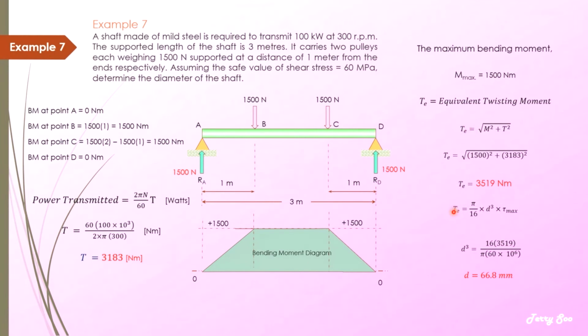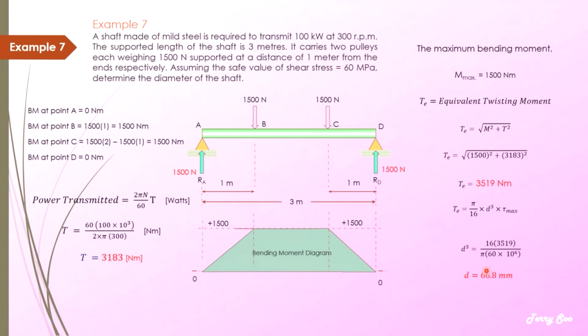Then again refer to TE, but this time it is equal to pi over 16 times d cube times tau max. Our objective is to find out the diameter of the shaft, so that would be our subject. So d cube, manipulating this, and then cube root the whole thing, you get the diameter of 66.8 millimeter.